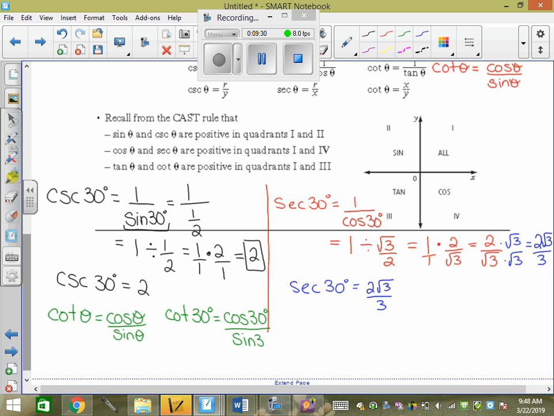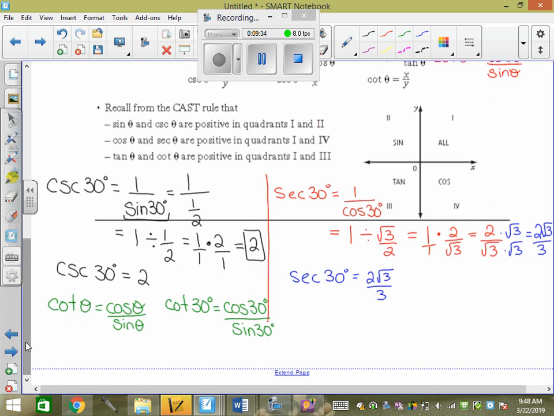Are we going to stack them on top of each other because they're fractions? Nope, not helpful at all. So we're going to write them sideways. So cos of 30 is root 3 over 2 divided by sine of 30, which is a half. Then I'm going to flip and multiply. So I'm going to get root 3 over 2 times 2 over 1. And then multiply across the top, across the bottom, so I get 2 root 3 over 2.